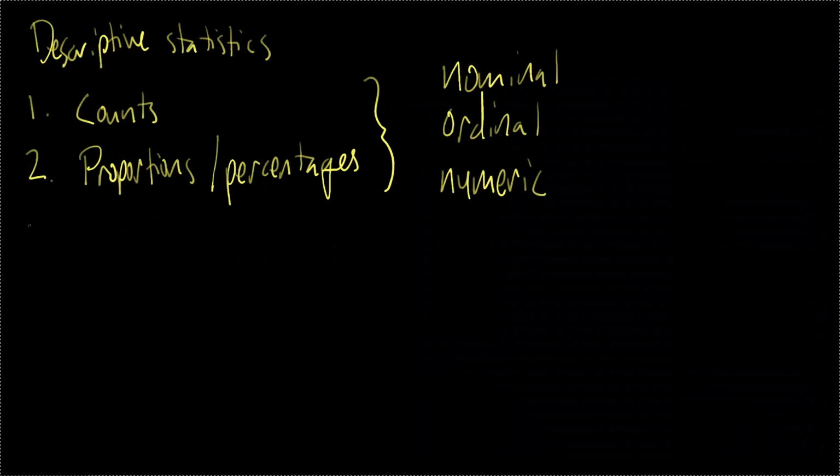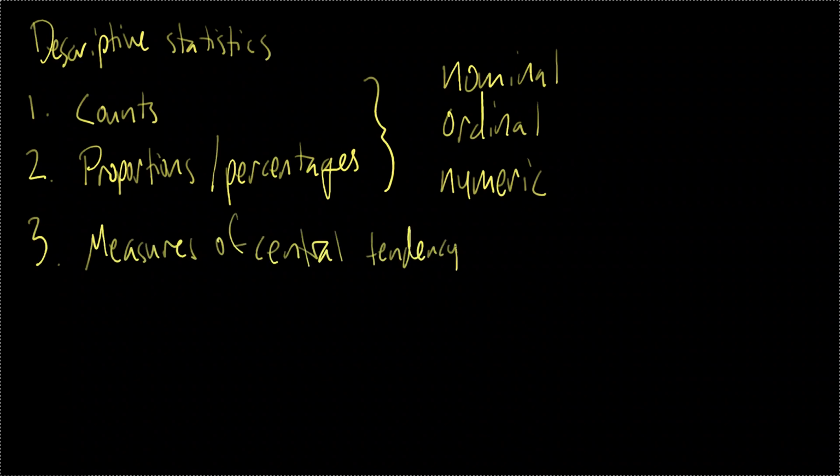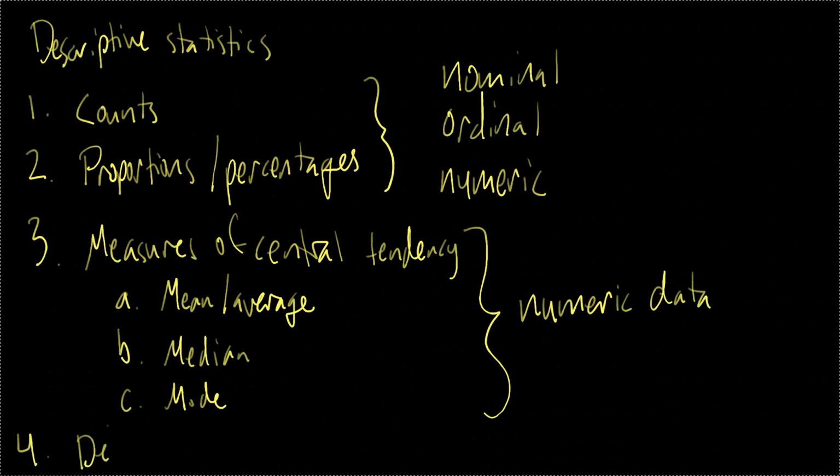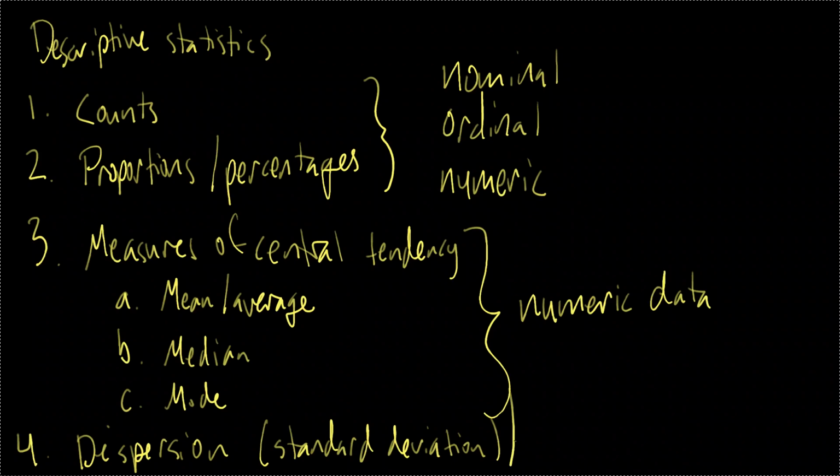All right, another type of descriptive statistic, or three different types, are considered measures of central tendency. These help you get an idea of where the center of your data lies. The first of these is mean, or average. Second is median, and mode is another one of these. And these can only be used to describe numeric data. And then the fourth one is called dispersion, and standard deviation is a measure of dispersion. This also only applies to numeric data.